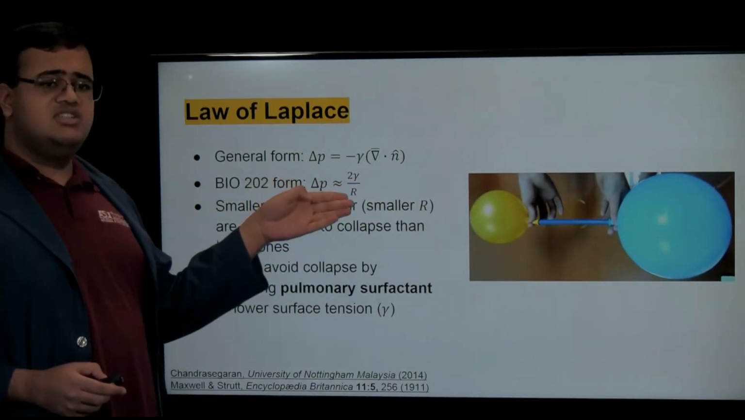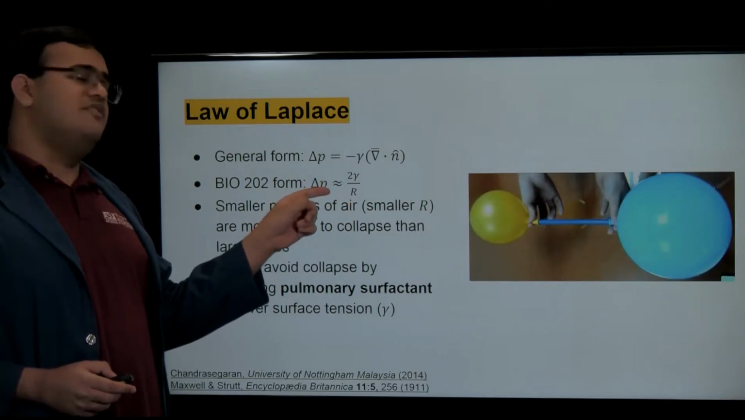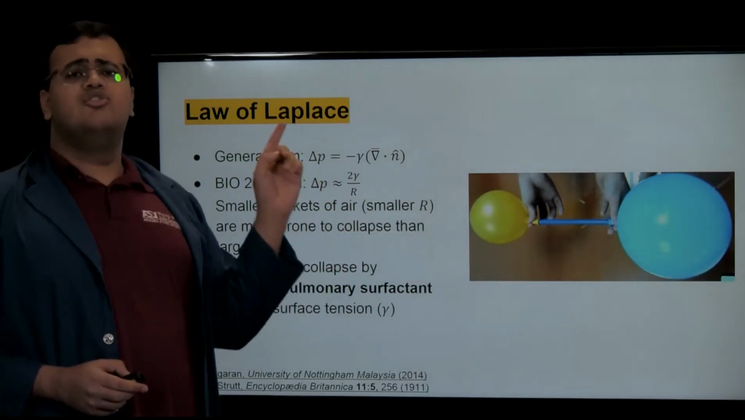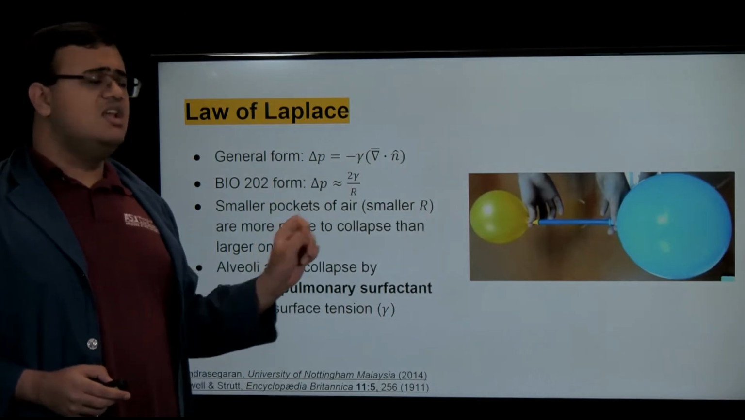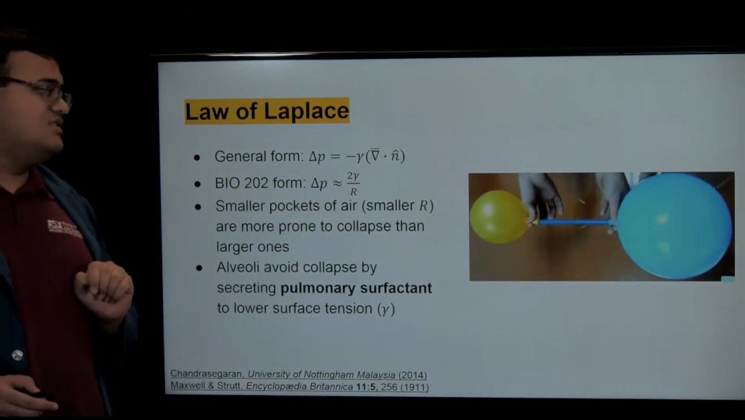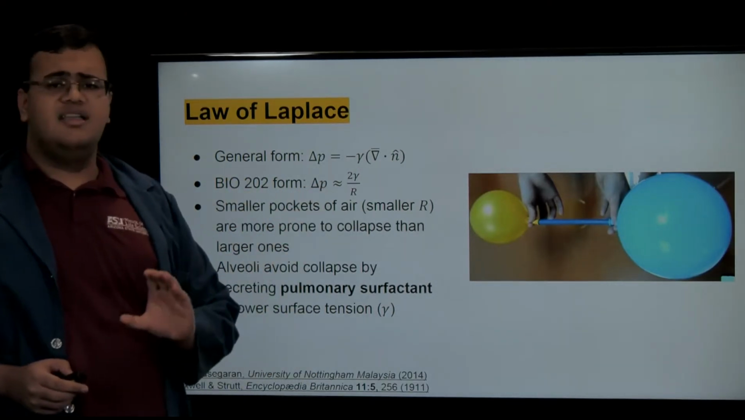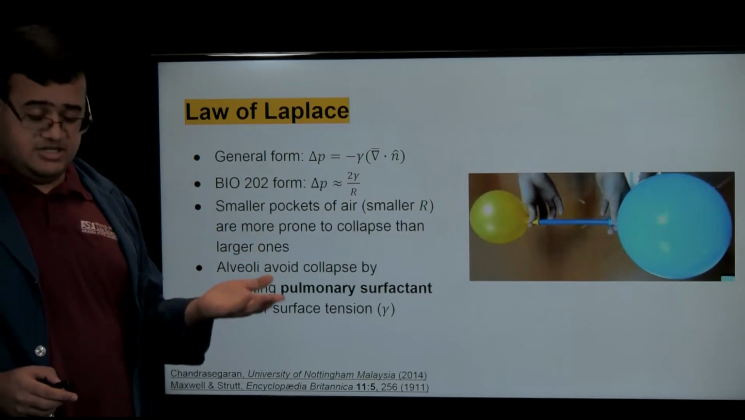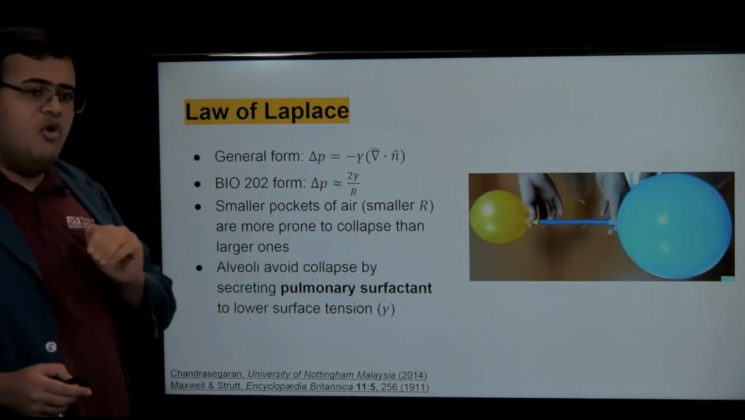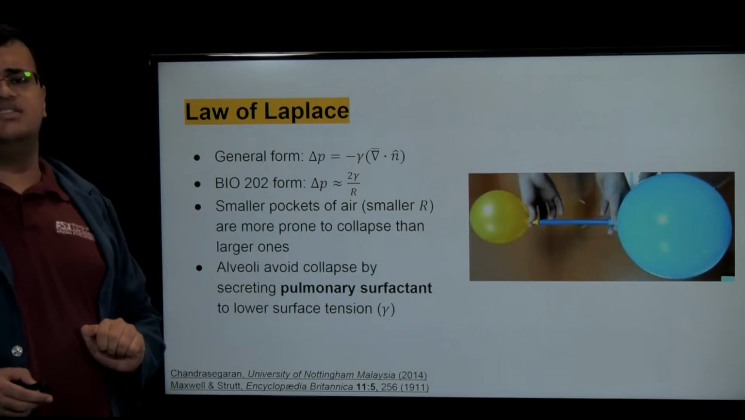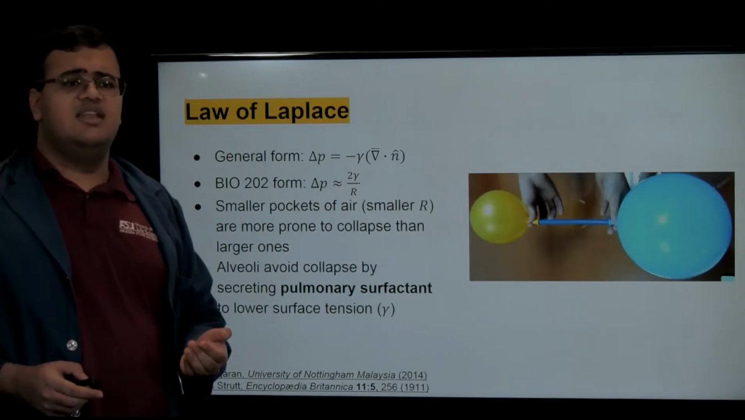For Bio 202, we just want you to know that capillary pressure differential is about 2 times the surface tension over the spherical radius. So smaller pockets of air, I should say smaller r, are more prone to collapse than larger ones. It's best to illustrate it with an example.